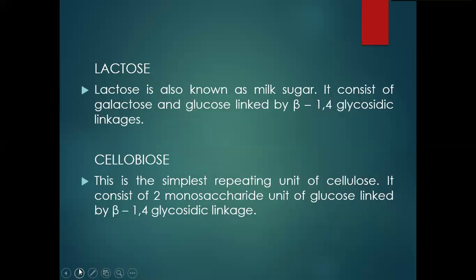Lactose, a disaccharide known as milk sugar, consists of galactose and glucose, and they are linked together by a beta-1,4 glycosidic bond. Cellobiose is the simplest repeating unit of cellulose, and it contains two monosaccharide units of glucose which are linked together by a beta-1,4 glycosidic linkage.